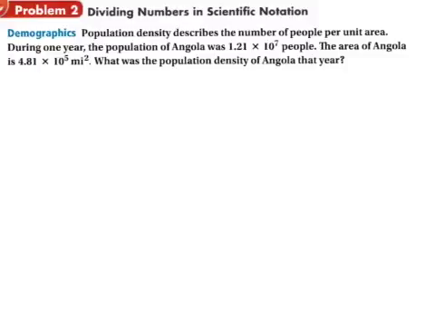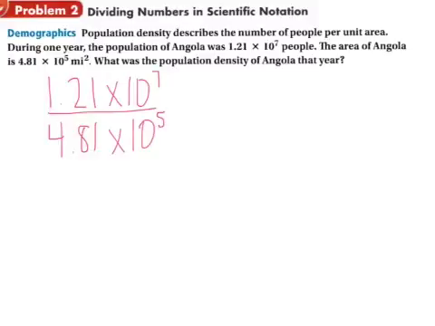Problem 2, dividing numbers in scientific notation. Population density describes the number of people per unit area. During 1 year, the population of Angola was 1.21 times 10 to the 7th people. The area of Angola is 4.81 times 10 to the 5th miles squared. What is the population density of Angola that year? First, I'm going to divide 1.21 times 10 to the 7th, which is the number of people, by 4.81 times 10 to the 5th, which is my area.